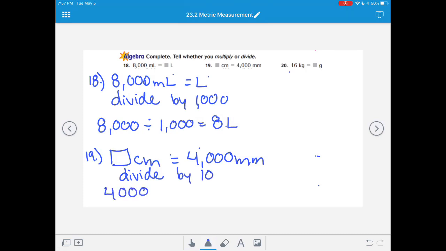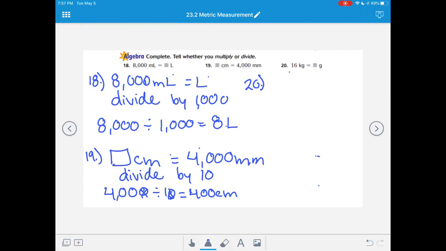So 4,000 divided by 10. You can do this mentally or with a calculator. Using mental math, we have a 0 in the 10, so we'll cross a 0 off from each one, which will leave us with 400 centimeters.